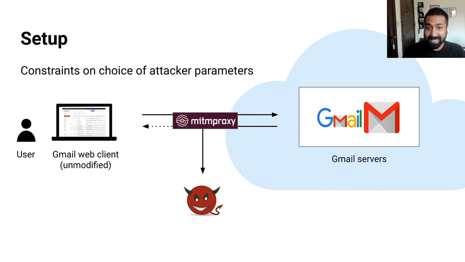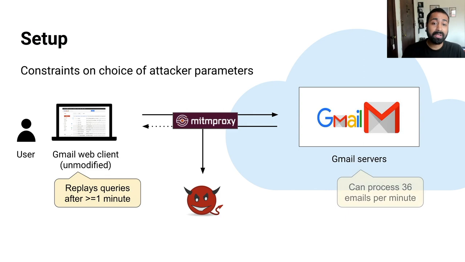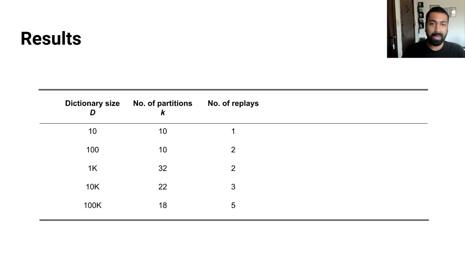Before performing the attack, we studied the application to understand what attack parameters were viable, and we found that the client replayed queries every minute or so, and within that time, the server could safely update the database with 36 emails, implying that the attacker should inject no more than 36 files every round. We use these observations to attack the Gmail web client against a variety of dictionary sizes, from 10 to 100,000. And for reference, the English language dictionary contains about 300,000 words.